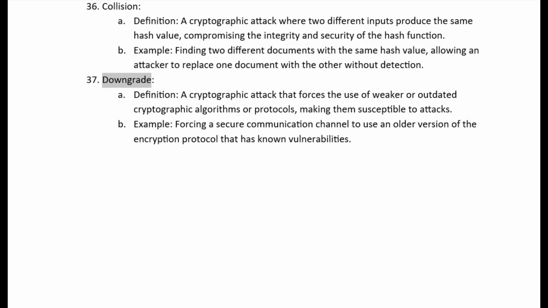Downgrade. Definition: a cryptographic attack that forces the use of weaker or outdated cryptographic algorithms or protocols, making them susceptible to attacks. Example, forcing a secure communication channel to use an older version of the encryption protocol that has known vulnerabilities.